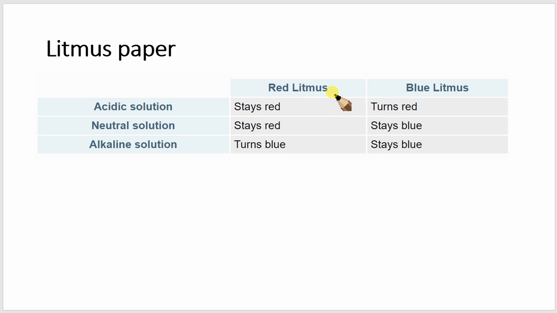This table shows the results for litmus paper. As you can see, in a neutral solution, the red litmus paper would stay red and the blue litmus paper would stay blue. So you'd have to actually use two papers in order to detect that you've got a neutral solution. The disadvantage with litmus paper is it doesn't tell us how acidic or how alkali the solution is. In other words, it doesn't tell us how strong or how weak those solutions are.